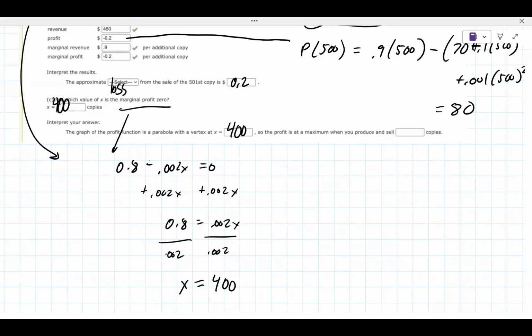So the graph of the profit has a vertex at x equals 400, and the profit is a maximum when you sell 400 copies. Sometimes there's a lot of duplication in the answers. The main takeaway should be that for revenue, profit, and cost, marginal means derivative.